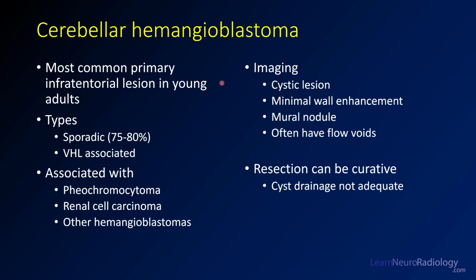On your imaging findings, what you're often going to see is a cystic lesion in the posterior fossa that has really minimal wall enhancement, but has a mural nodule along the wall. Now, these will often also have flow voids. So on T2 weighted imaging, you may see prominent flow voids. Now, resection of these lesions can be curative. It's not enough to drain the cyst, but if you resect the enhancing component, you can often achieve a cure.